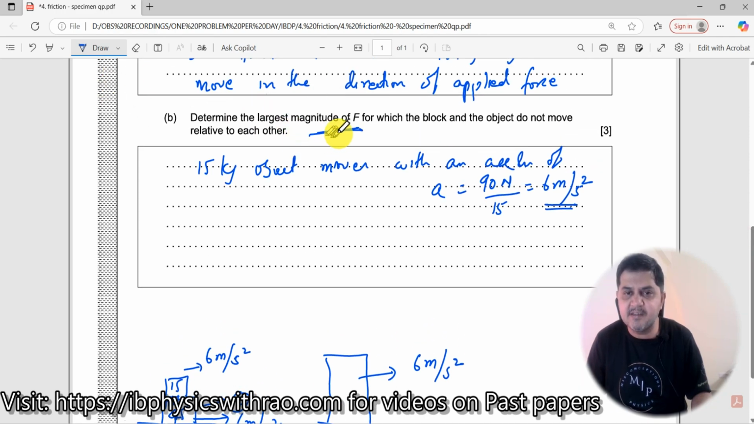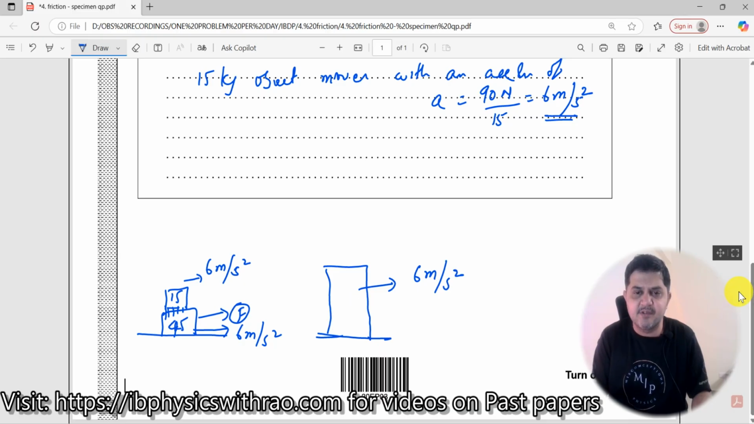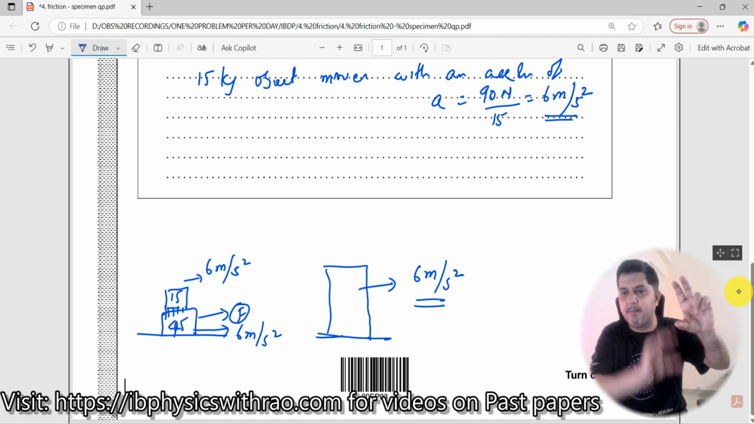Determine the largest magnitude of F for which the block and the object do not move relative to each other. Which means, what is the maximum force that I can apply so that both of them are moving together? We already calculated the maximum acceleration. If you go beyond 6 meter per second square, the object will definitely slide. The 15 kg object will stay back, while the bottom object will start moving forward, right?